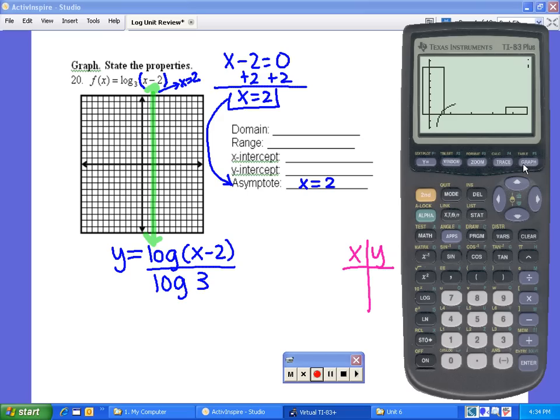Now press graph. Ooh, I've got somebody else's graph here. I'll get rid of those things in a second. Little boxes from Algebra 1. So if you ever get weird things like that, just go to stat plot and turn off your stat plot. Alright, so that's your graph.